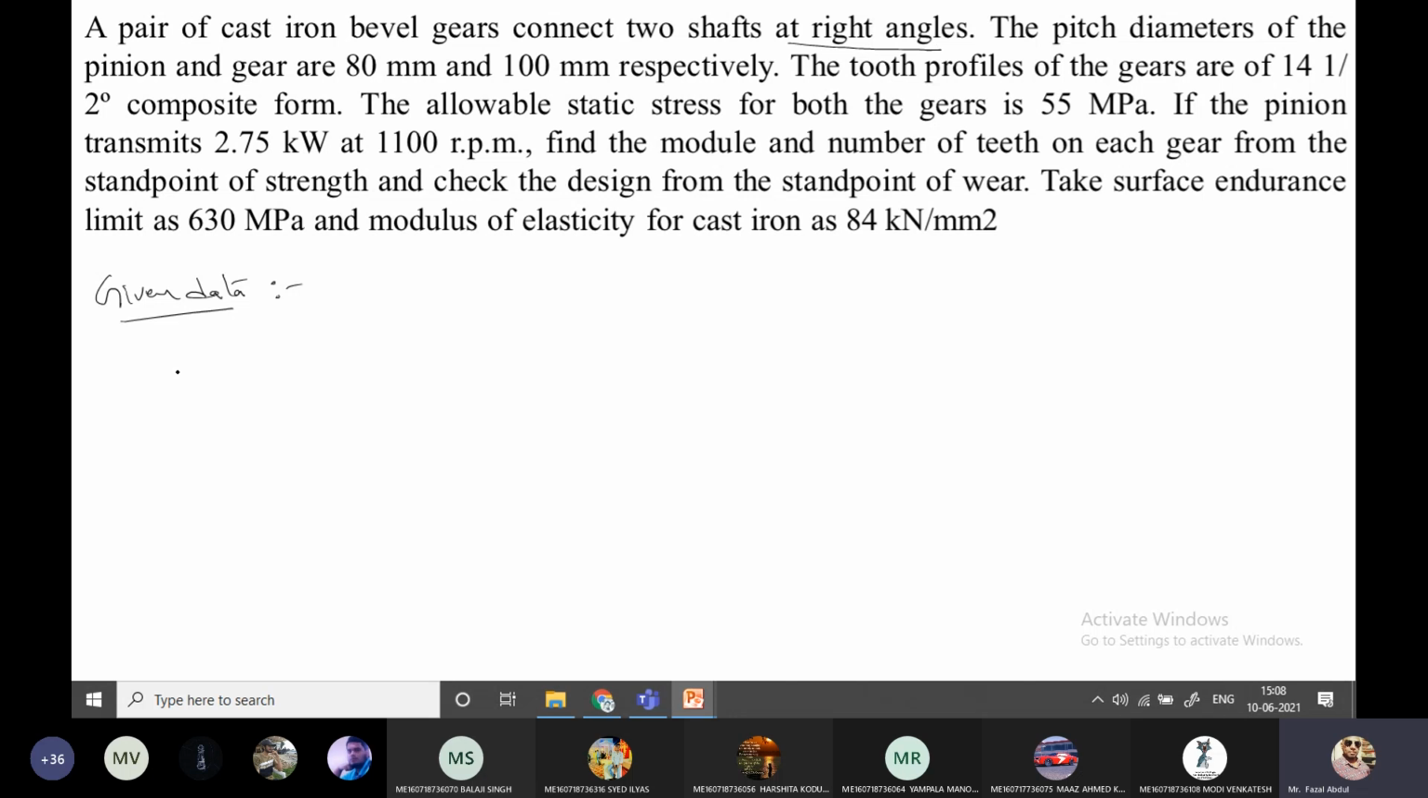Given data. The problem itself mentions right angles, so the angle between the two shafts of the bevel gear is 90 degrees. The pitch diameters of the pinion and gear are given: dp is 80 mm and dg is 100 mm. The tooth profile of the gear is a 14.5 composite system.